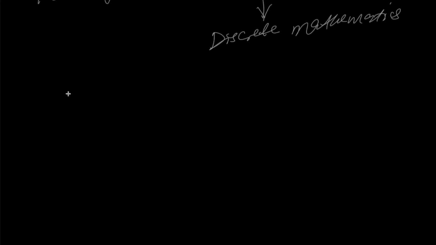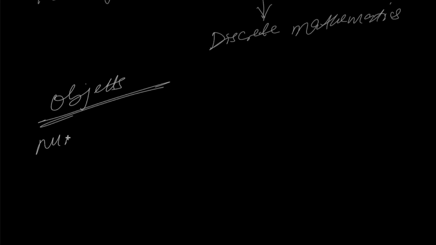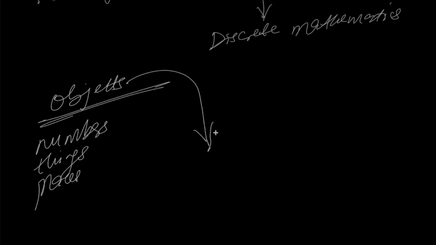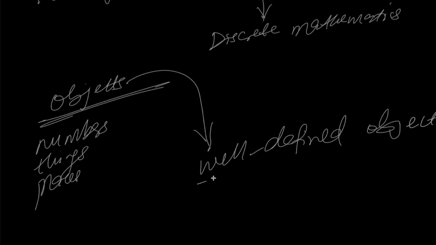Okay, so the next thing I want to ask you now: if we say a set is a collection of objects, what is the meaning of object? Object means numbers, things, places, etc. But you also need to go further and define the type of object you are talking about. When we say object, we are talking about a well-defined object. If the object is not well-defined, we cannot consider it an object.